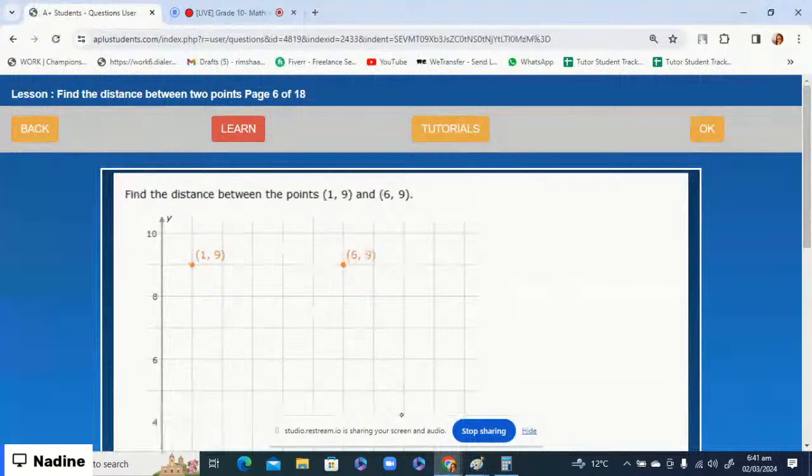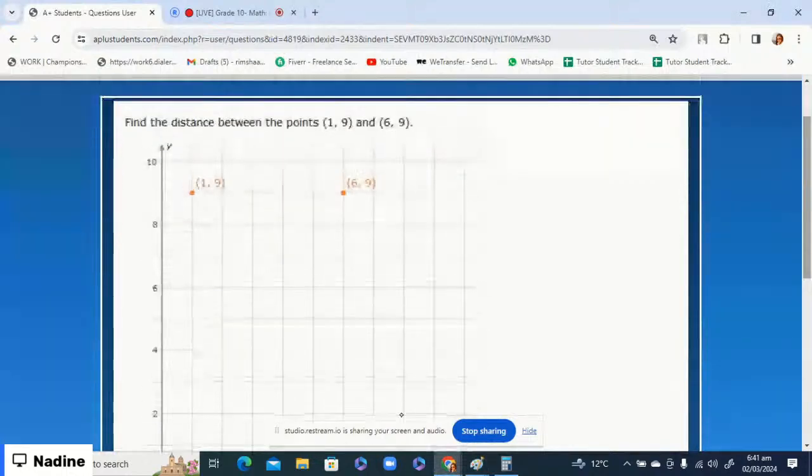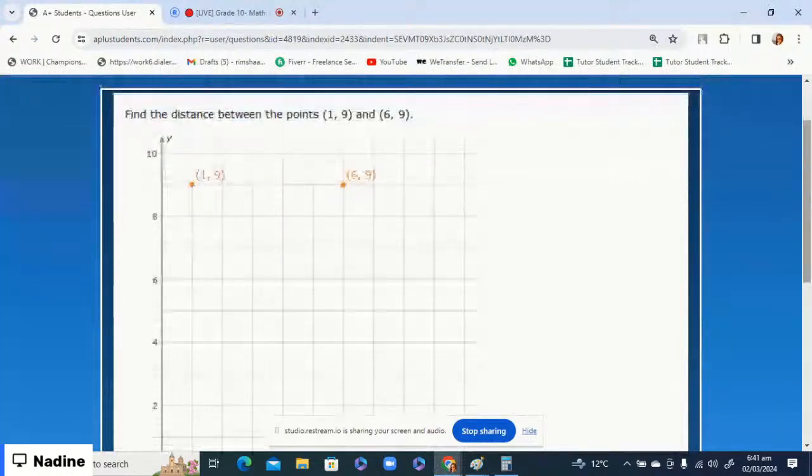Okay, for here, check it out. Find the distance between the points 1, 9 and 6, 9. So check first of all the x coordinate. If the x coordinate is 0, then we are choosing the vertical line. The x coordinate is 1 and for the second one is 6. So 6 minus 1 is 5 and taking the absolute value of 5, this is again 5, because it's not negative.